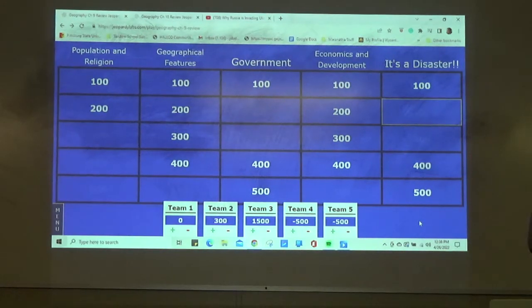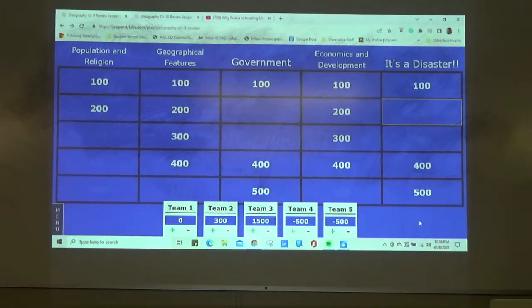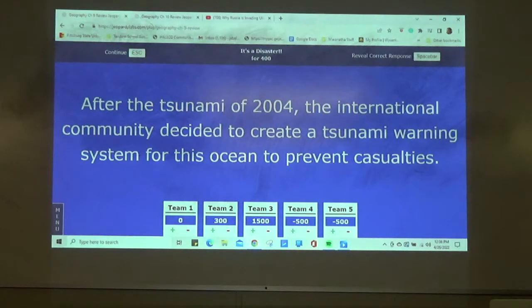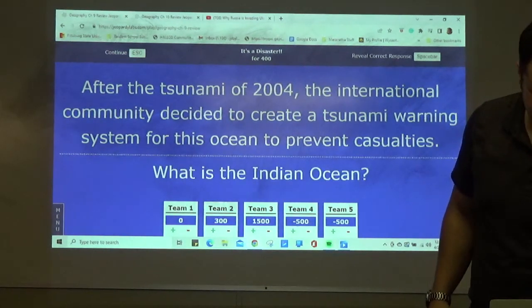So, alrighty, let's mix it up and go with team 1. Let's have y'all pick. Disaster 400. After the tsunami of 2004, the international community decided to create a tsunami warning system for this ocean to prevent casualties. India. Okay. No, it is the Indian Ocean. Yep, good job.